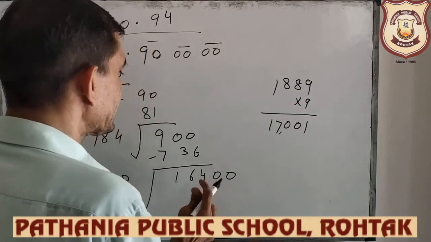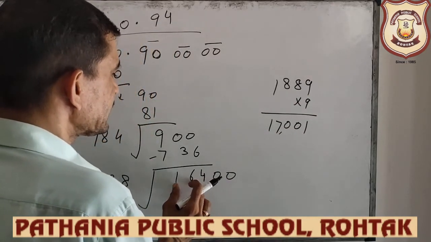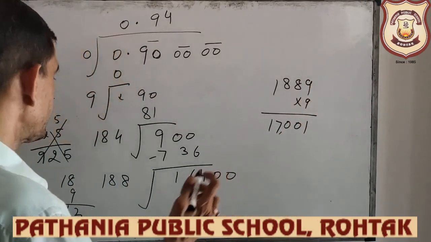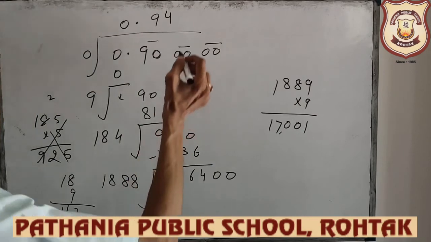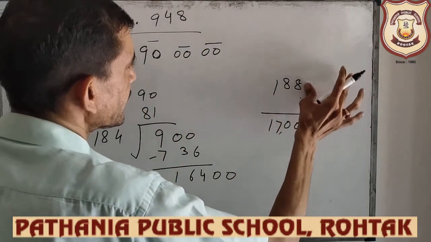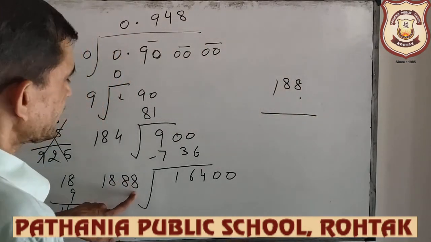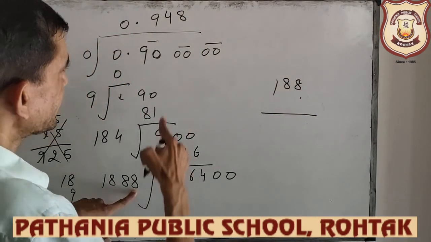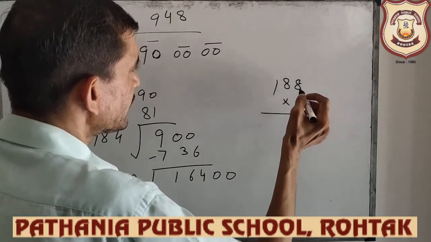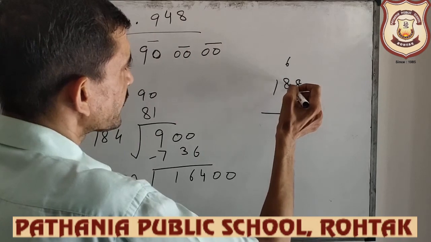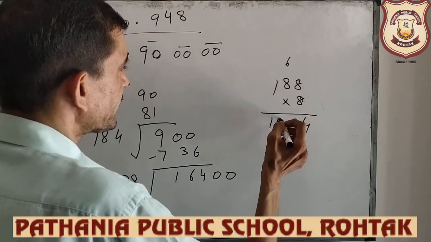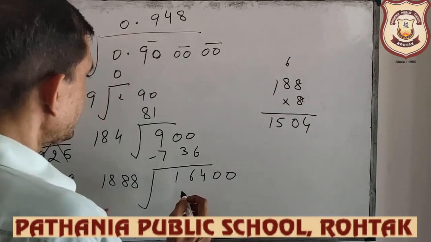This is greater than this. This is 1600, 16,400. This is 17,001. So 9 is not possible. So we should take 8. What is 8? Write 8 in here also, in the divisor and in the quotient also. What is it? 8 8 is 64, 6 carry, 8 8 is 64 and 6, 70, 8 1 is 8 and 7, 15.